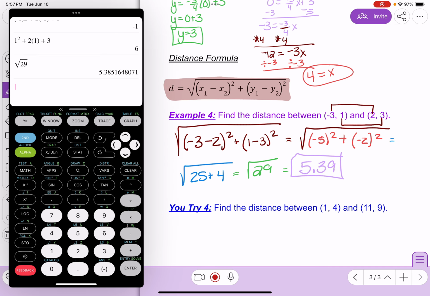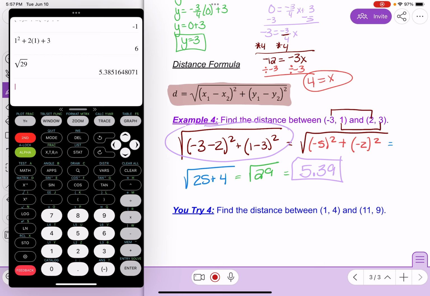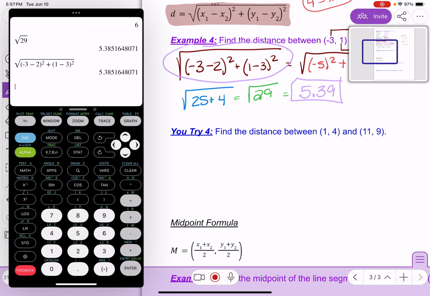You also can just type this in the calculator. So if you wanted to do a big square root and then parentheses, negative 3 minus 2, close parentheses, squared, plus parentheses, 1 minus 3, close parentheses, squared, you're going to get the same answer. So you don't have to do all the steps out. That's up to you, your preference. So why don't you pause the video and do the "You Try."